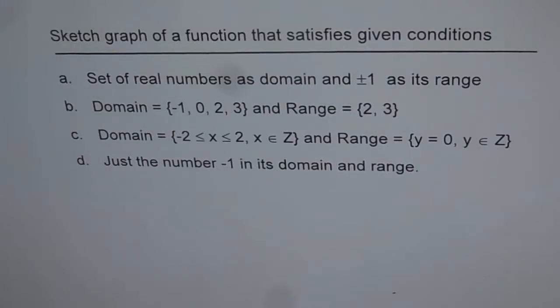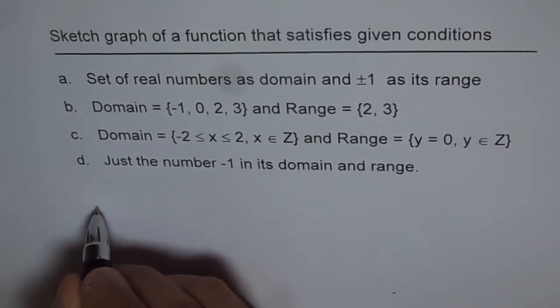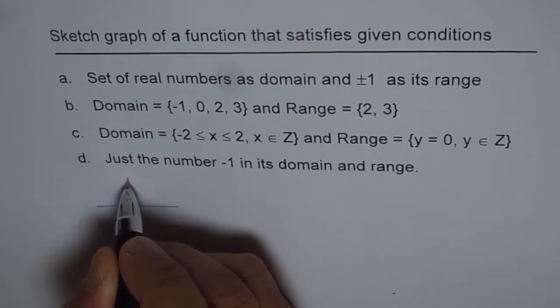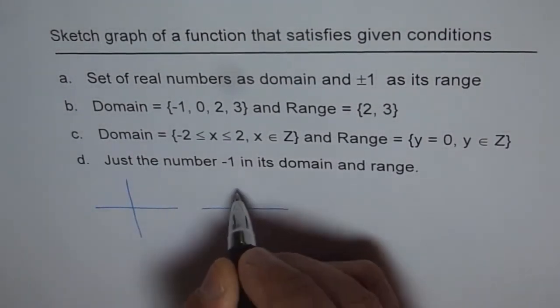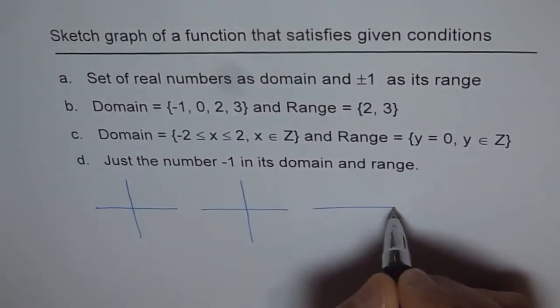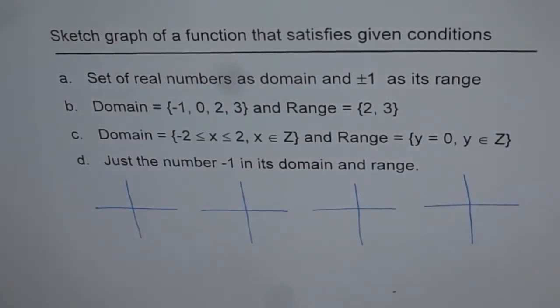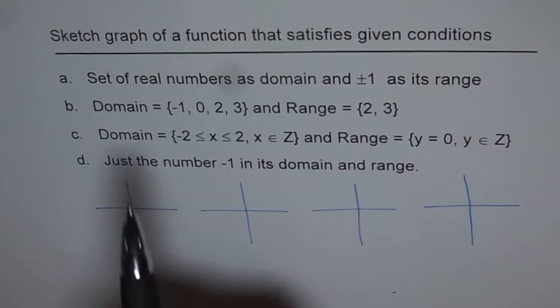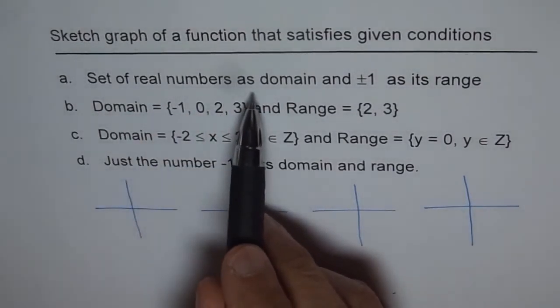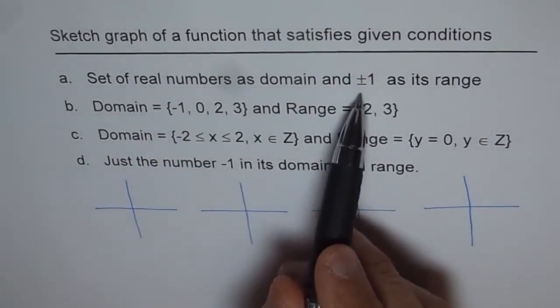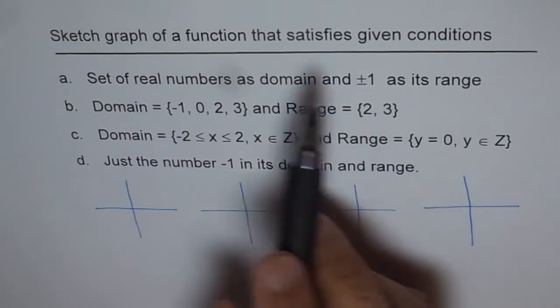So you can pause the video, sketch the functions and then see my suggestions. Meanwhile I'll try to sketch them. So we've got four of these, so let me just make four rough graphs here. And now let's try to sketch them. Set of real numbers as domain and ±1 as its range, and we need a function.